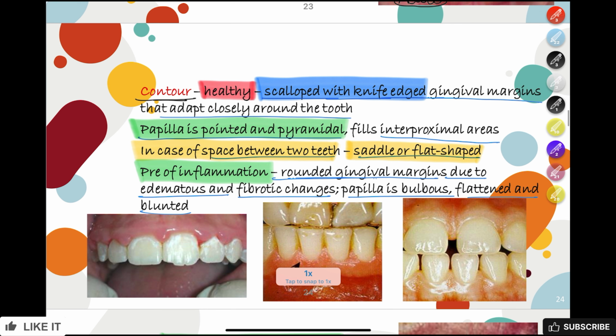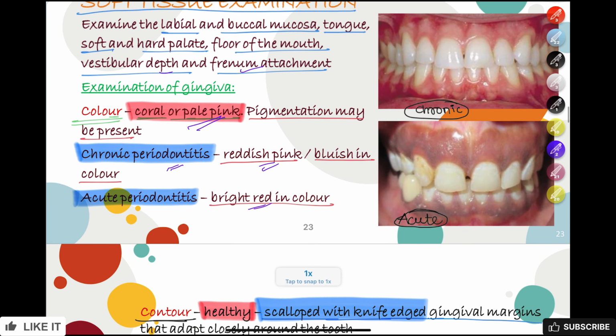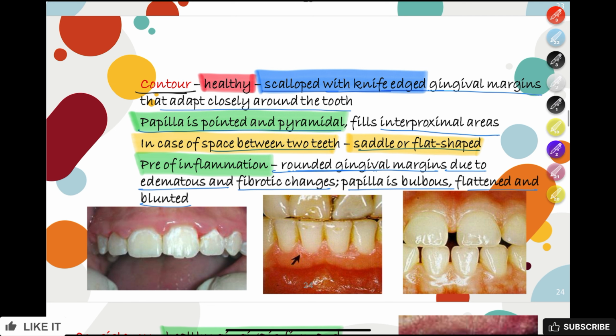Next is the contour of gingiva. Contour of gingiva is this contour of gingiva. In healthy gingiva, it is scalloped with knife edge. How is it scalloped with knife edge? So this is the edge, we can see scalloped, and it appears as knife edge gingival margins that adapt closely around the teeth. So in normal gingiva, it is closely adapted, knife edged, that adapts closely around the teeth.